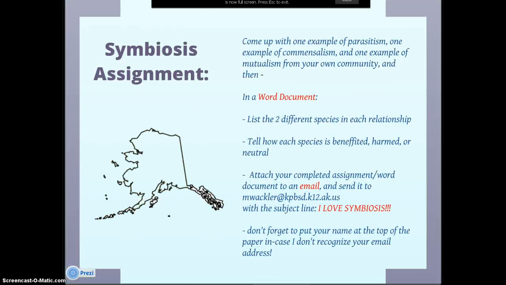And here is your assignment. This quick assignment asks you to find examples of symbiosis around you. So, I'm looking forward to seeing all the symbiotic relationships you're able to discover in your very own community. Don't forget to attach your findings to an email addressed to me with "I love symbiosis" in the subject line.